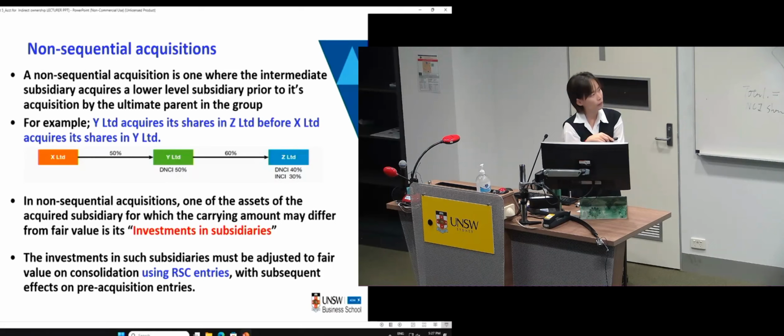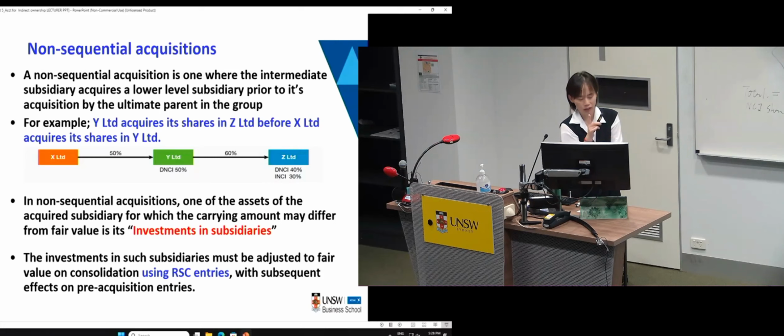We learned earlier. Now one of Y's assets is investment in Z Limited, or shares in Z Limited. And this asset in the record of Y is carried at cost. That is how much Y paid to acquire the 60% interest in that. However, when X acquired its controlling interest in Y, all of Y's assets, including its investment in Z Limited, must be measured at fair value. So you can see you need to prepare a revaluation adjustment for the assets, shares in subsidiary or investment in subsidiary.